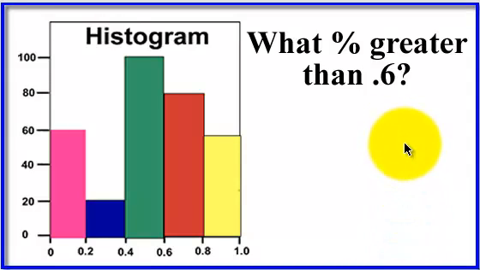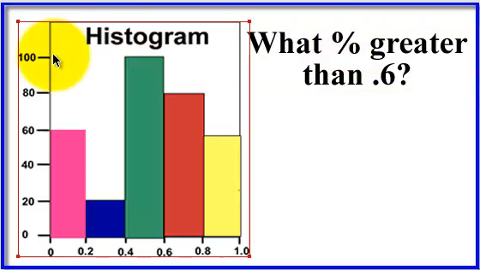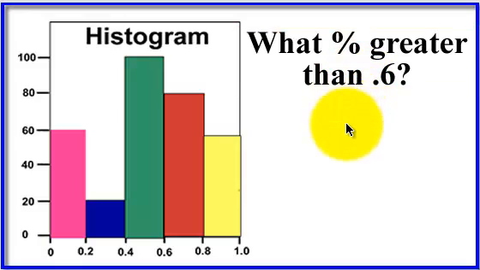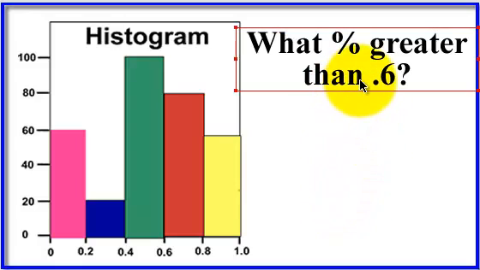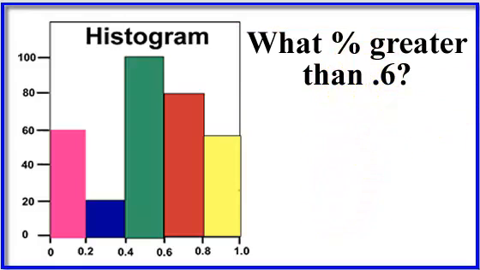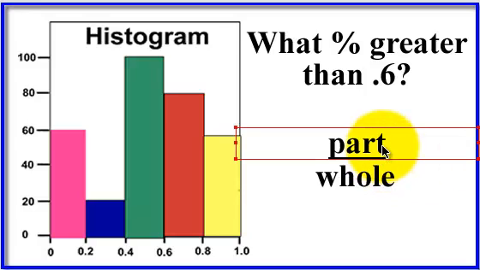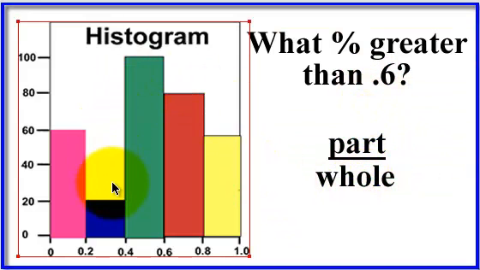What percent is greater than 0.6? You notice it says percent here. These aren't percents. These are numbers. These are counts. So what you do is you count how many are greater than 0.6. That's going to be your part. And you're going to divide by how many people there are total.